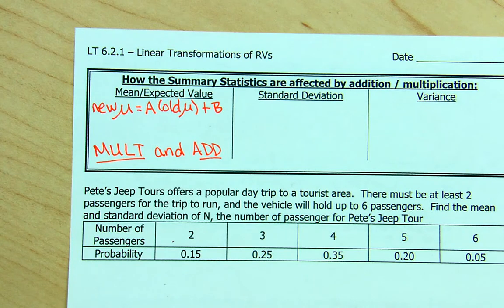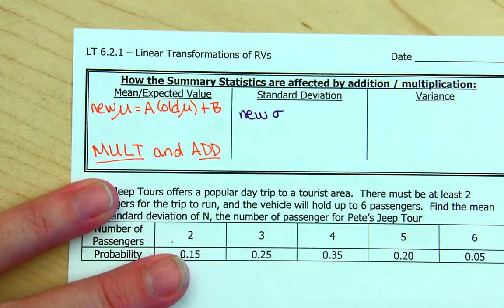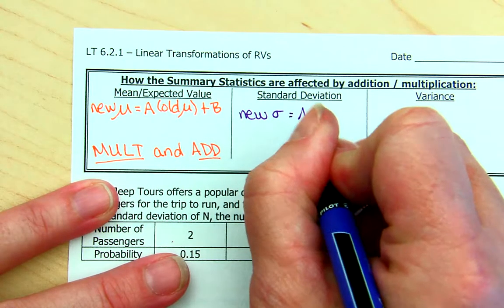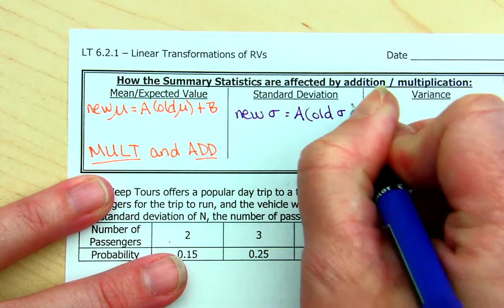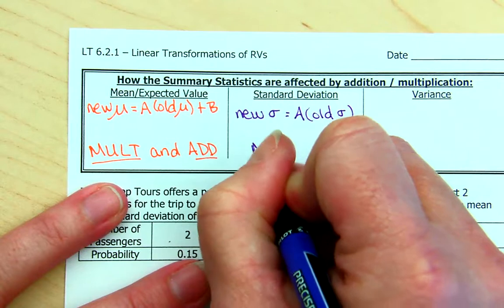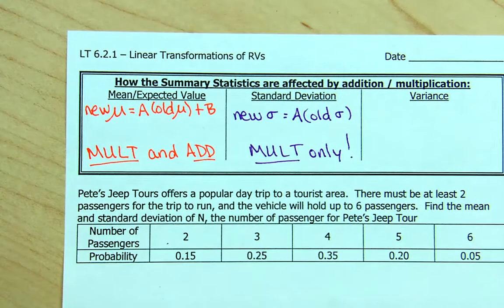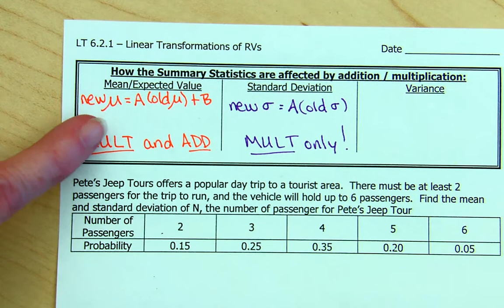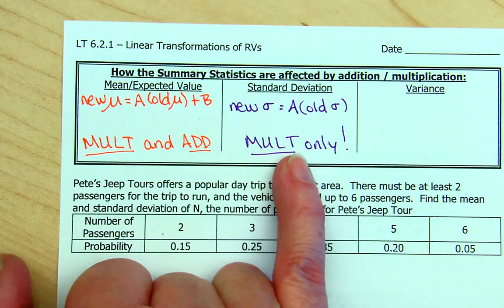For standard deviation, it's a measure of spread. So for the new sigma, or the new standard deviation, we just do the value that we're multiplying times the old, and that gives us the new. So we multiply only. So don't do the addition on the standard deviation. That's what people miss most of the time, is they will do the addition when they shouldn't. This one, they usually get because you just do what it tells you to do. This one is the one that's usually missed because you forget and do the addition.